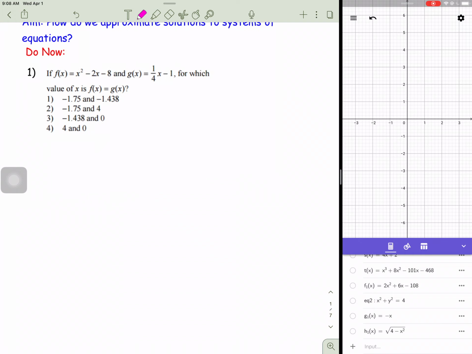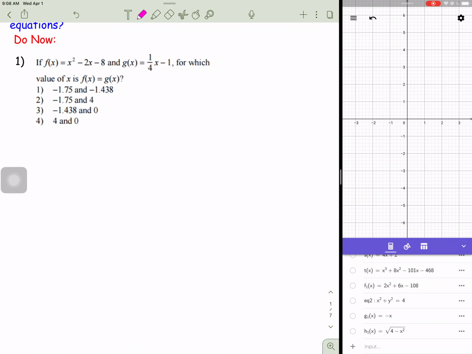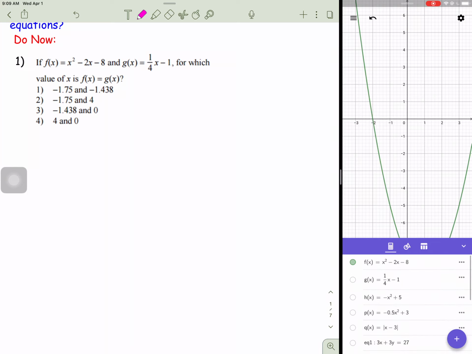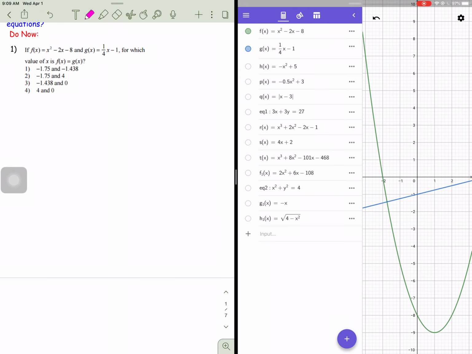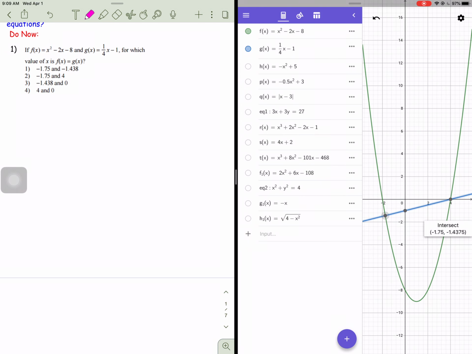Number one, if f of x equals x squared minus 2x minus 8 and g of x equals 1/4 x minus 1, for which value of x is f of x equal to g of x? So I pre-graphed all these, so let's take a look. So we find it here, and we want to see which values are they equal. Well, you just click, and you get negative 1.75 and 4.